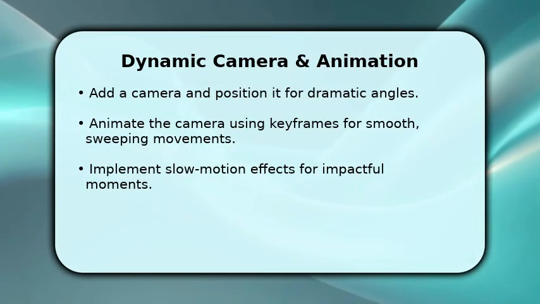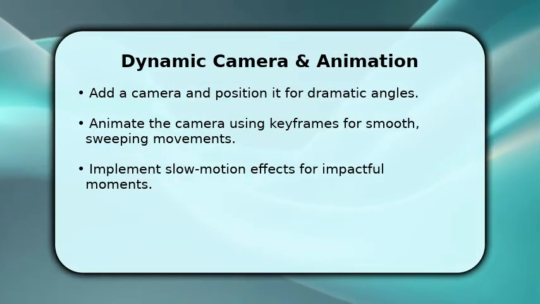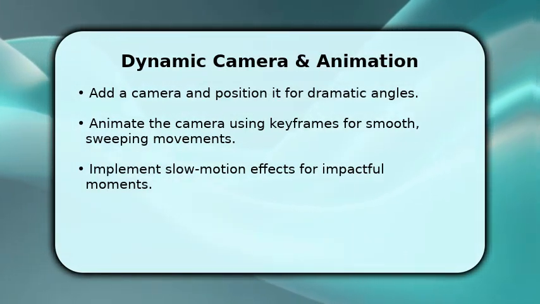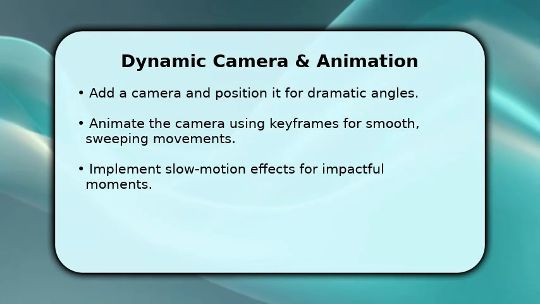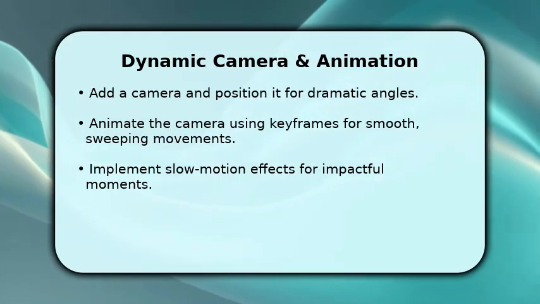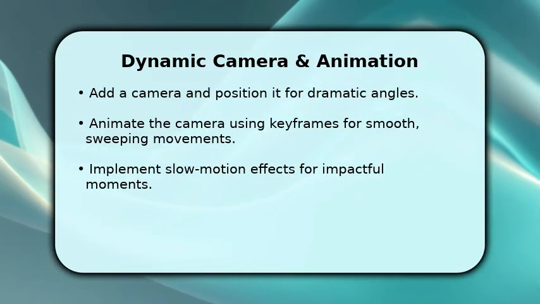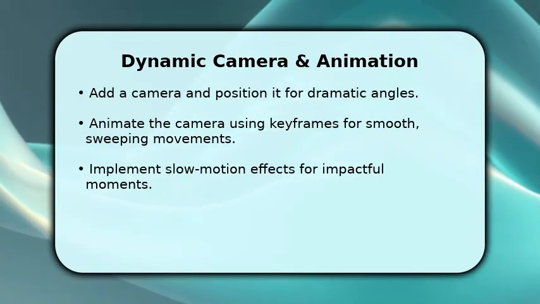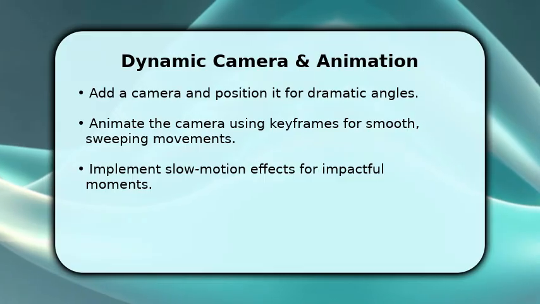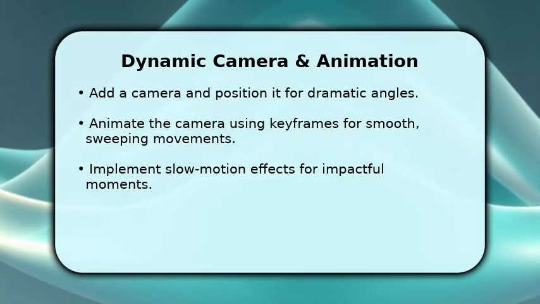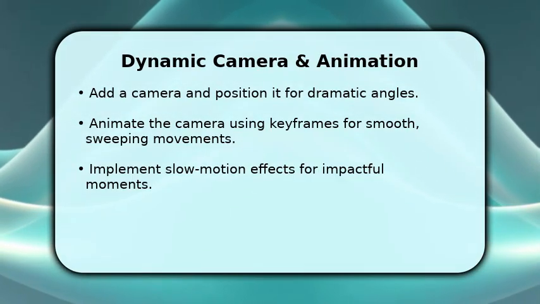Now, let's focus on the camera. Create a new camera and place it strategically to capture powerful perspectives. Animate its movement with keyframes, ensuring a fluid, dynamic path that enhances the storytelling. For those signature dramatic moments, apply slow-motion effects to specific sections of your animation, emphasizing key actions or details.